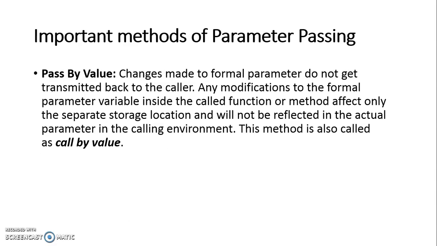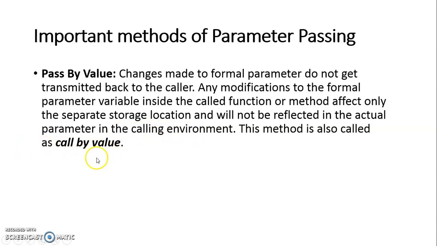Then, important methods of parameter passing. There are two methods, one is pass by value and another one is pass by reference. Then what is pass by value? Here the changes made to the formal parameters do not get transmitted back to the caller. Any modifications to the formal parameter variable inside the called function or method affect only a separate storage location and will not be reflected in the actual parameter in the calling environment. This method is known as call by value.